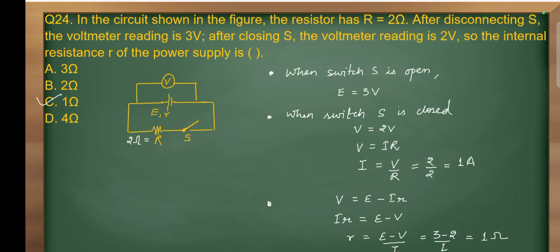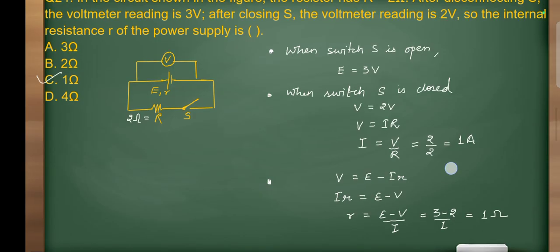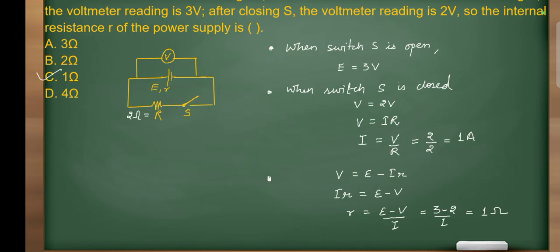So we will use Ohm's law, V is equal to IR. From this we can calculate the current. We will put the value of voltage, that is 2 volt, and R is equal to 2 ohm, and we will find I is equal to 1 ampere. Then we know the relation between potential difference and EMF, V is equal to E minus Ir. From this, r will be equal to E minus V divided by I. We will put the value of E, that is EMF, 3 volt, minus potential difference V, that is 2, divided by current 1 ampere, and it will become 1 ohm. So internal resistance will be 1 ohm. So option D is correct.